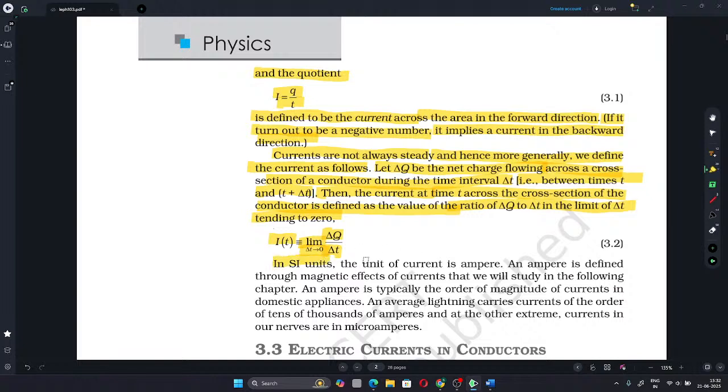In SI units, the unit of current is the ampere, and the ampere is defined through magnetic effects of current that we will study in the following chapter. An ampere is typically the order of magnitude of currents in domestic appliances. An average lightning carries currents of the order of tens of thousands of amperes, and at the other extreme, currents in our nerves are in microamperes.